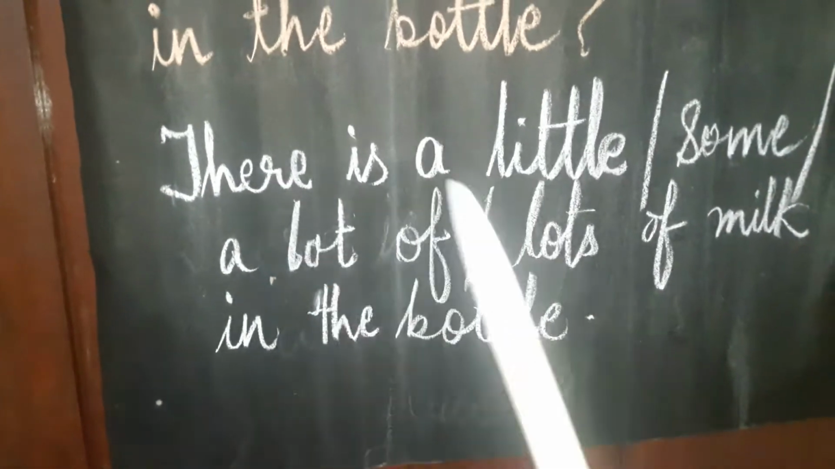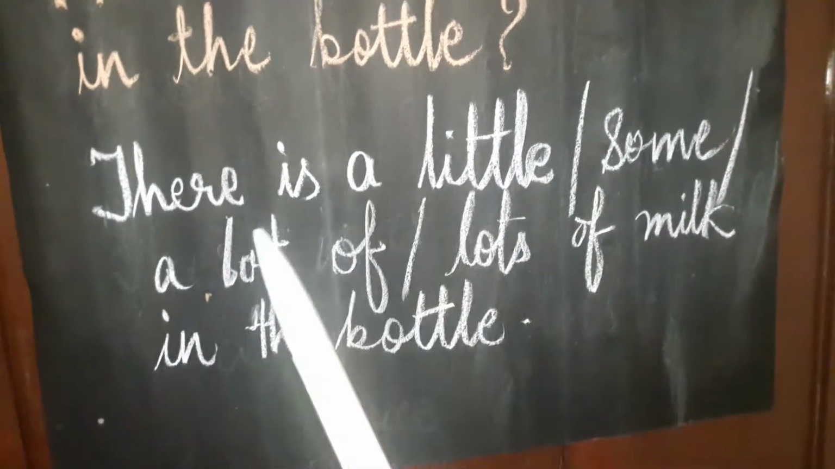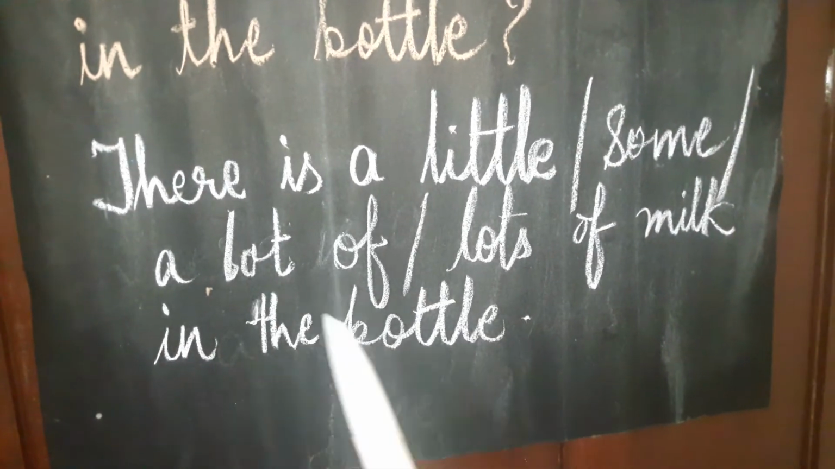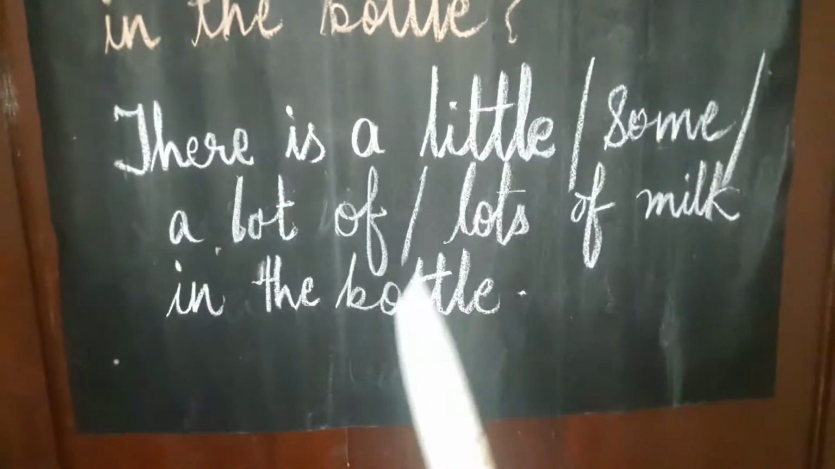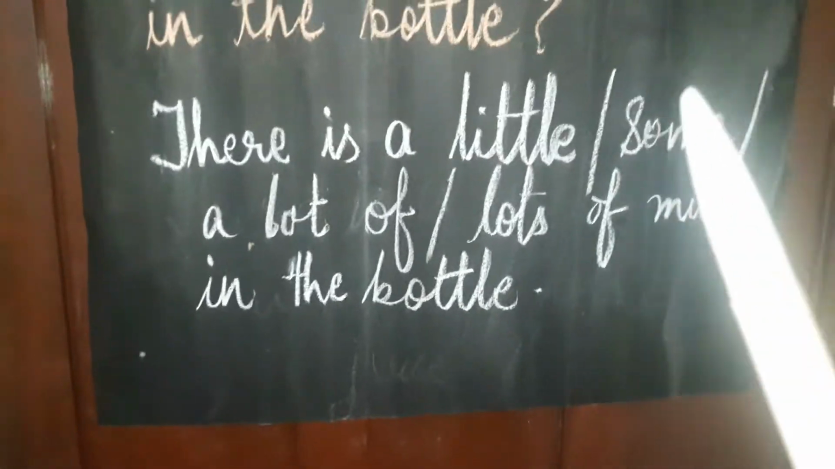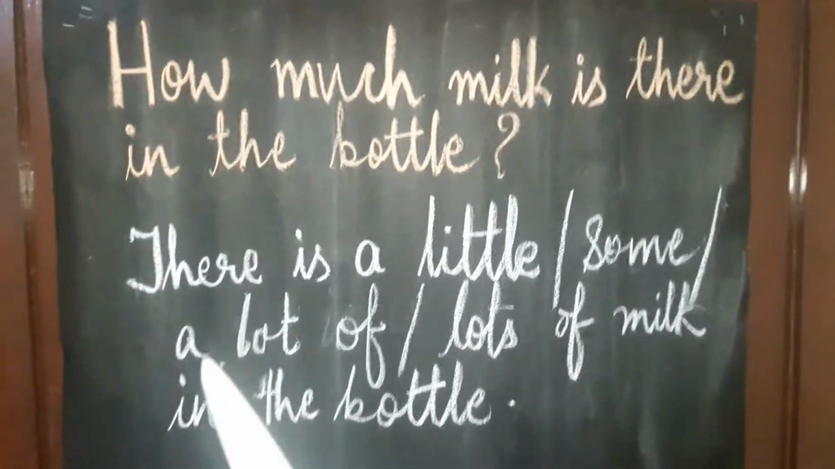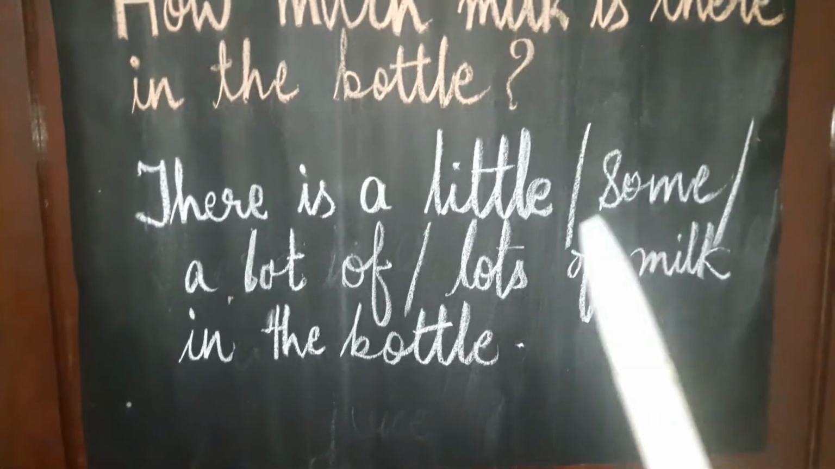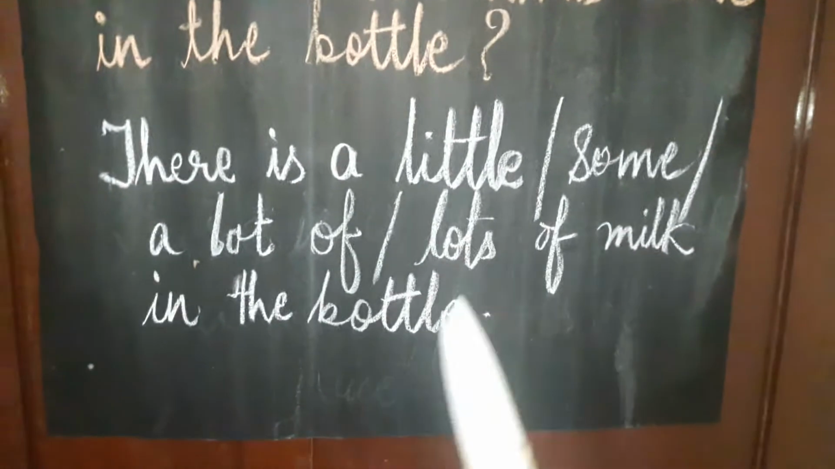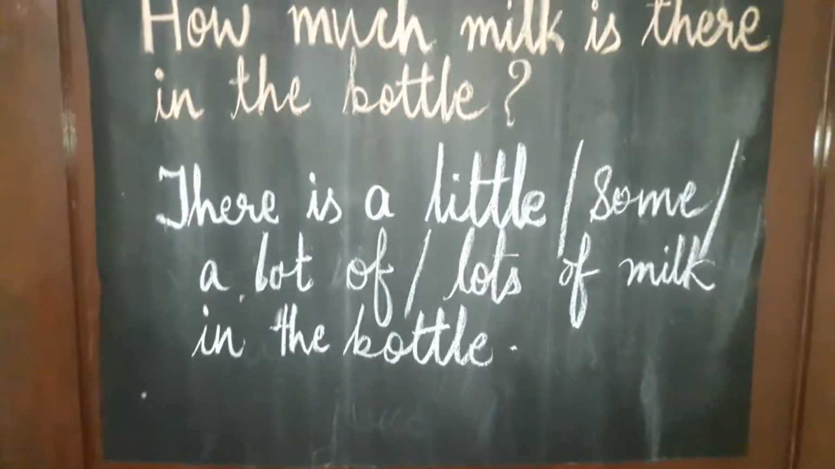You can either say there is a little milk in the bottle, you can say there is some milk in the bottle, you can say there is a lot of milk in the bottle, or you can say there is lots of milk in the bottle. So children, this can be your answer. So for how much you have to use these four options. Any of these four options can be used: a little, some, a lot of or lots of.